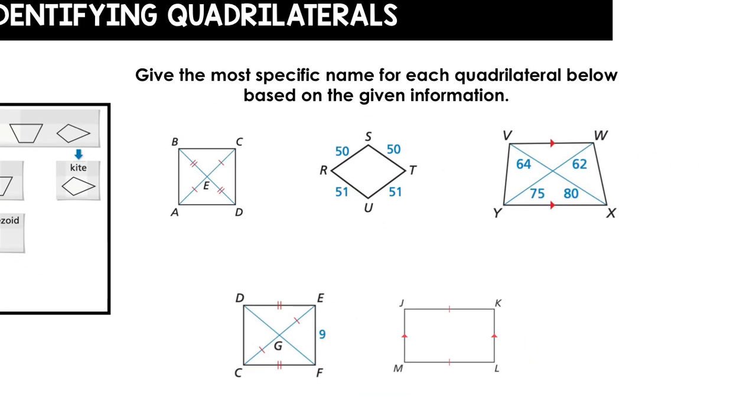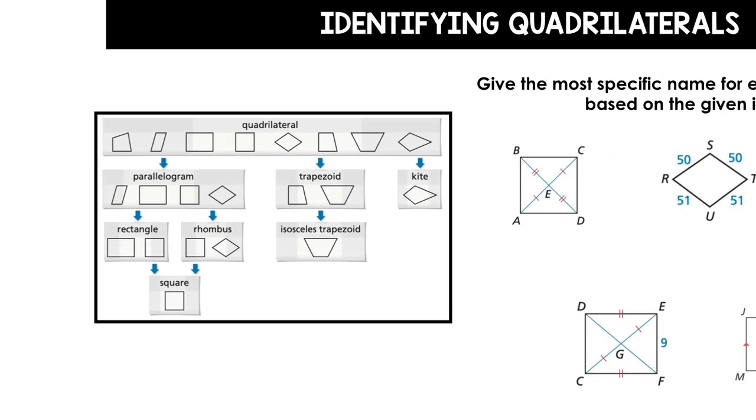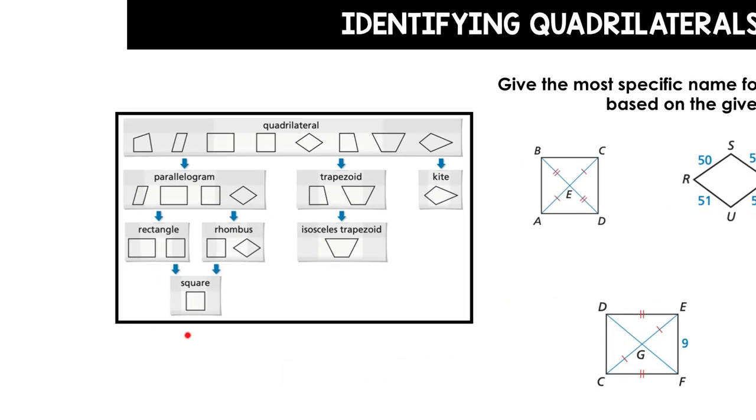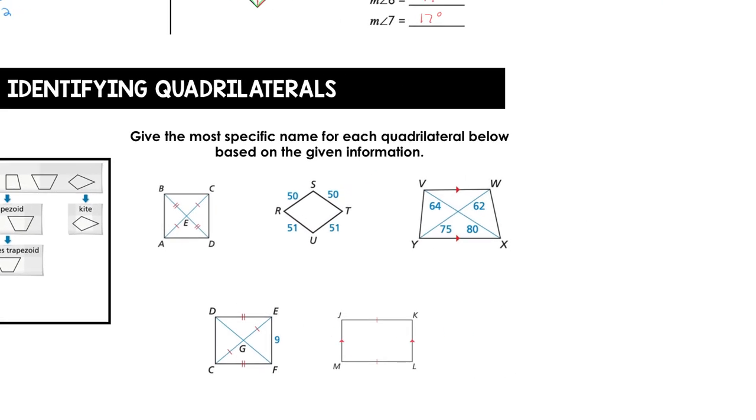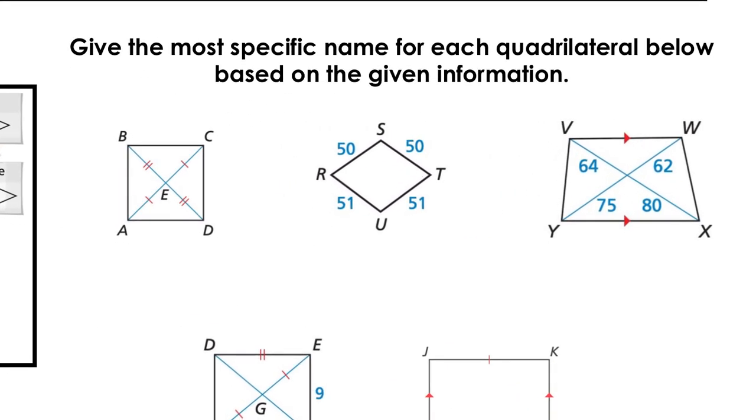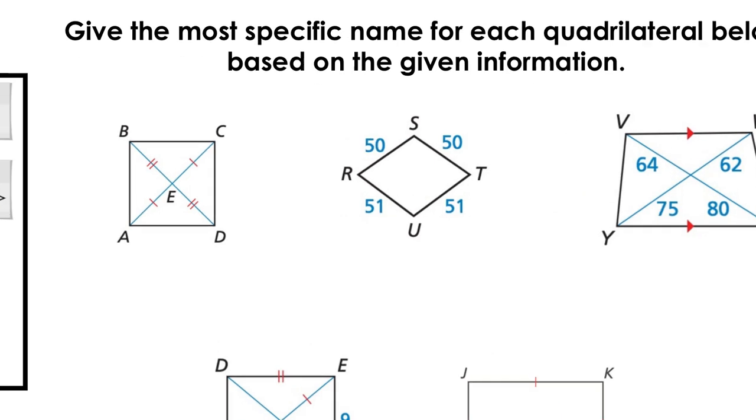All right, so it says give the most specific name for each quadrilateral below based on the given information. So the most specific name means like square would be the most specific name, right? Whereas a square technically is a parallelogram, but if you know it's a square, you would say it's a square. All right, so let's take a look at this first one.